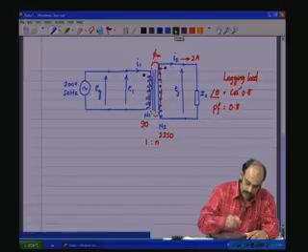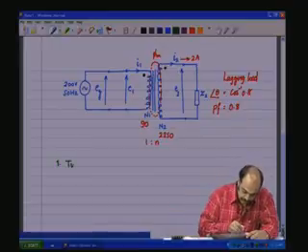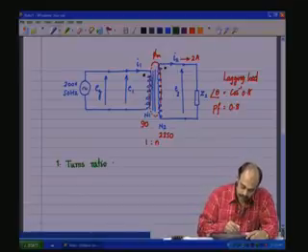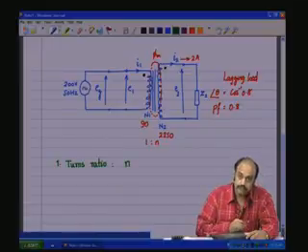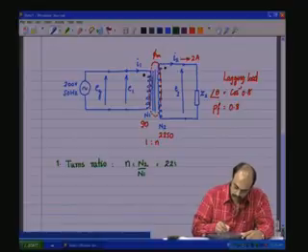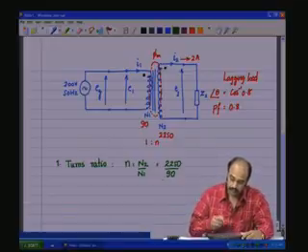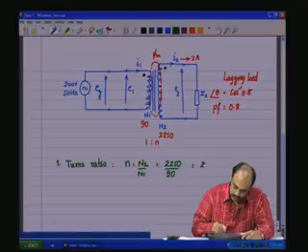Okay. So, let us first see what the turns ratio is. So, the turns ratio is N, which is equal to N2 by N1, which is equal to 2250 by 90, which is equal to 25.